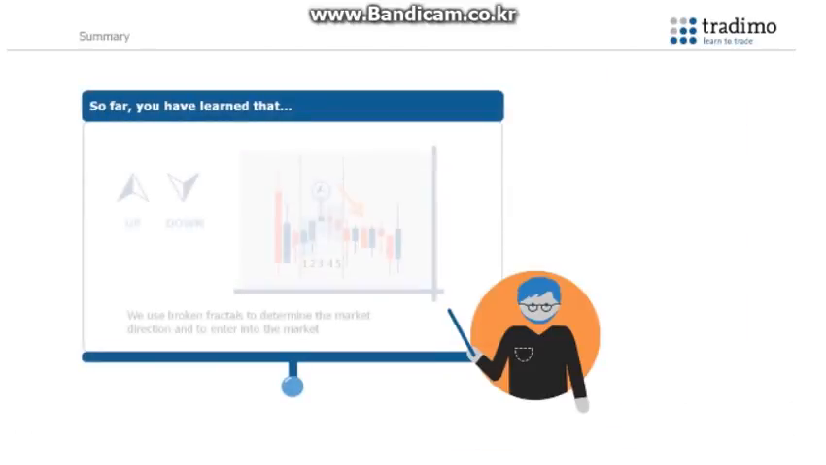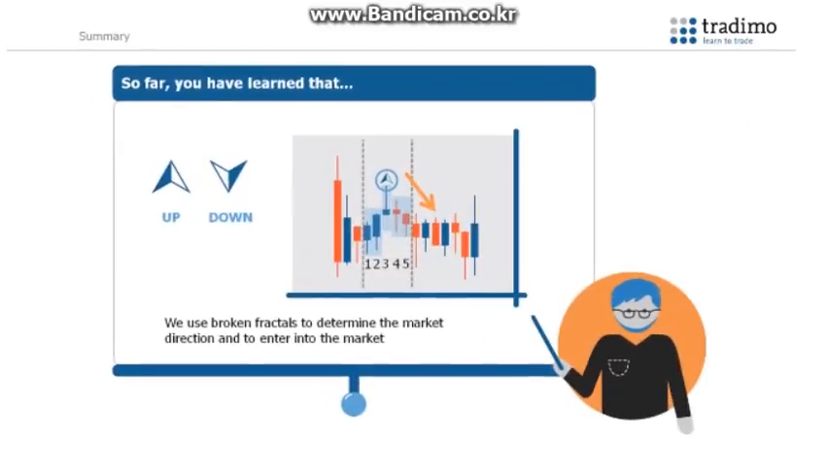So far, you have learned that we wait for a fractal to be broken because a fractal provides a strong signal that the market may reverse. This is why we use broken fractals to determine the market direction.